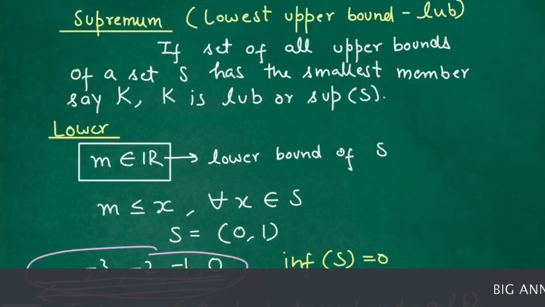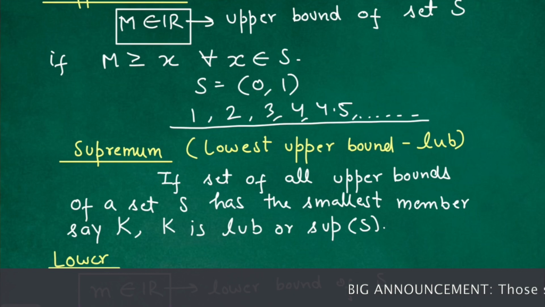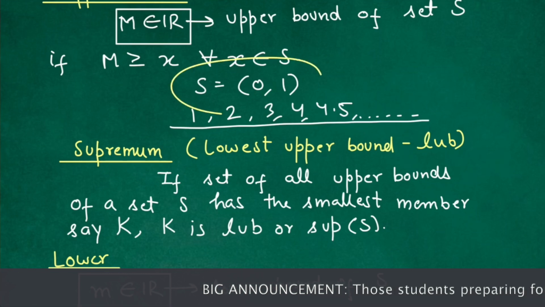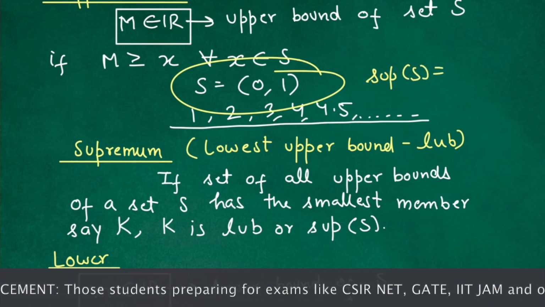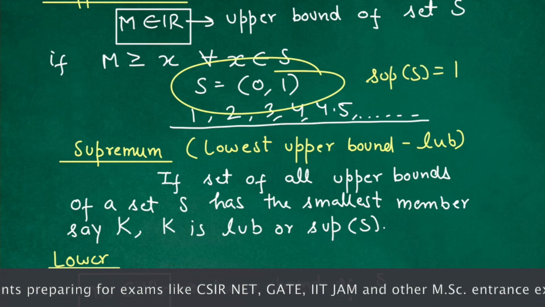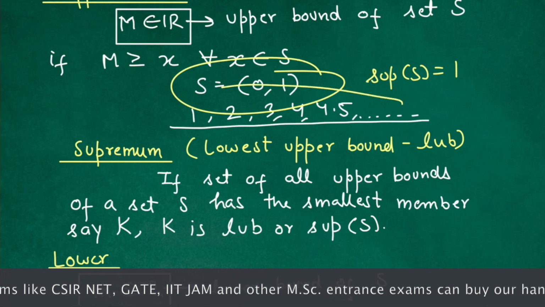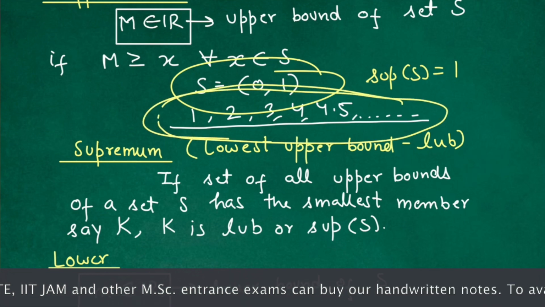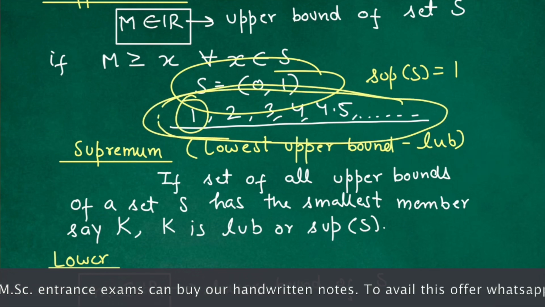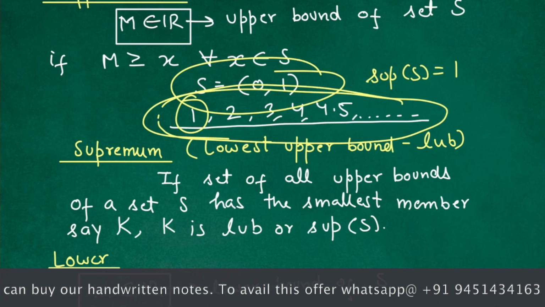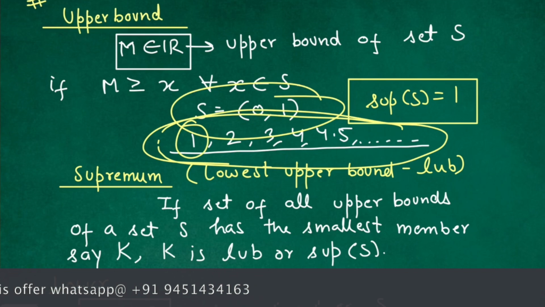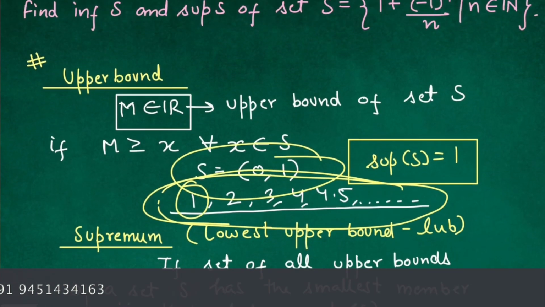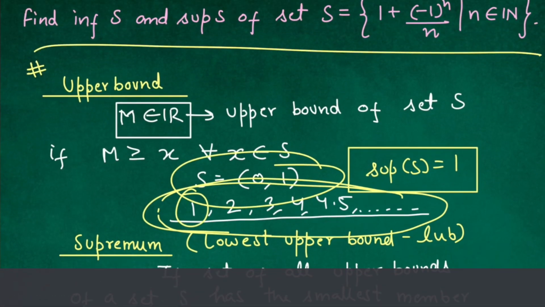And here supremum for this set S is 1. Why so? Because among all these upper bounds, 1 is the lowest upper bound. I hope these definitions are clear to you. Let's find the supremum and infimum of this set S.